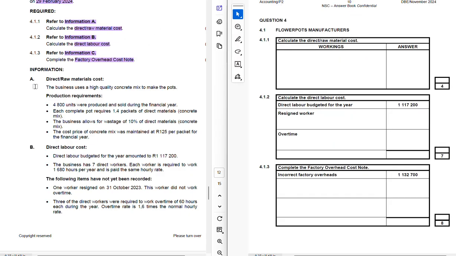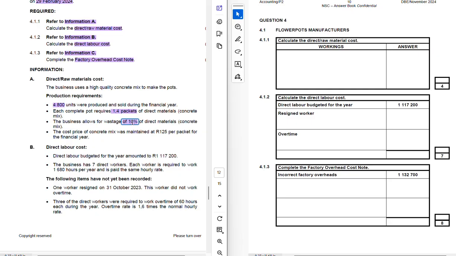Looking at A, direct raw material cost: the business uses high quality concrete mix to make the pot. Production requirements: 4,800 units were produced and sold during the financial year. So they've produced and sold 4,800 units. Each complete pot requires 1.4 packets of direct material, or concrete mix. The business allows a wastage of 10%.